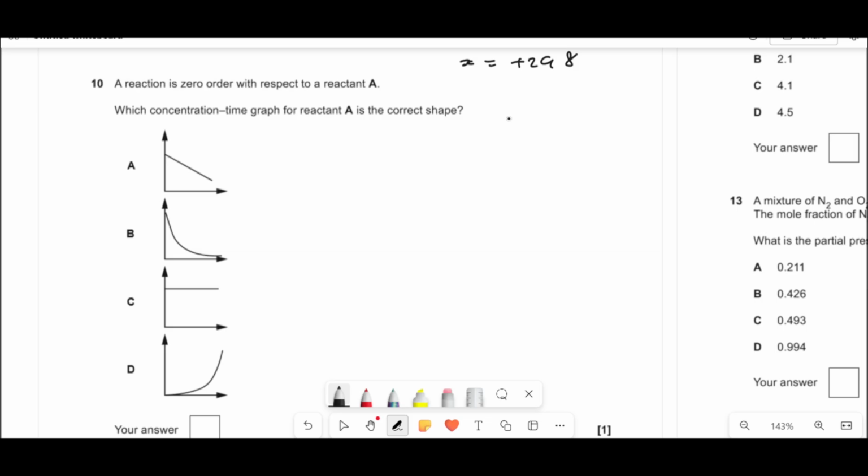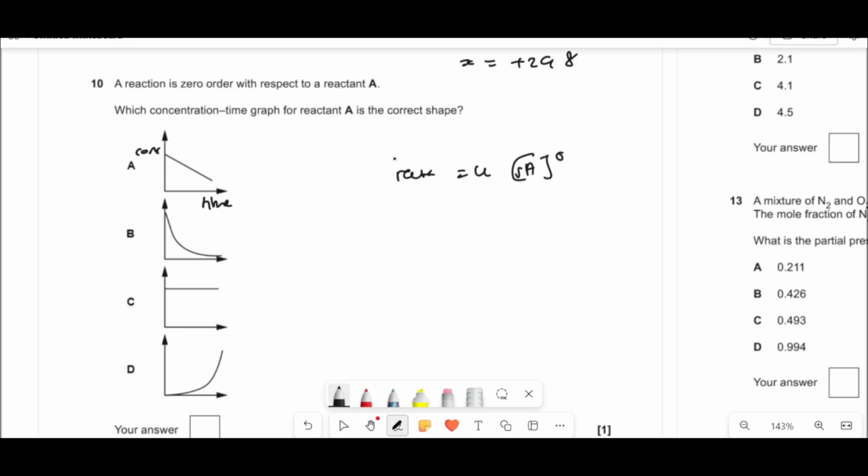There you go. Now it says a reaction is 0 order with respect to reactant A. Which of the concentration time graphs for reaction A is correct? So remember, they're putting concentration here and time here. If this is 0 order with respect to A, what that means is that the rate equals k times A to the power of 0. As in, no matter what you do, 2, 3, 4, 5, whatever, this stays as 1, the rate is unchanged.